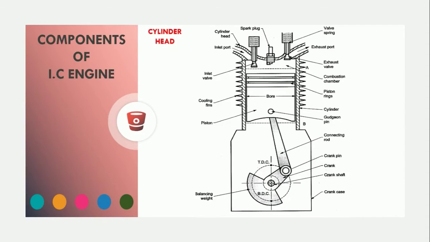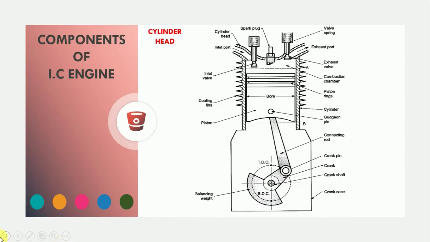Next one is the cylinder head. This top portion is your cylinder head. It is used to seal the top portion of your cylinder, and it carries the valve mechanism. Here you find the inlet valve. This is your exhaust valve. In addition to the valve mechanism, it carries the spark plug. If you have an SI engine, then for ignition purposes the spark plug is located over here on the cylinder head. And if you have a CI engine, then the spark plug is replaced with a fuel injector.